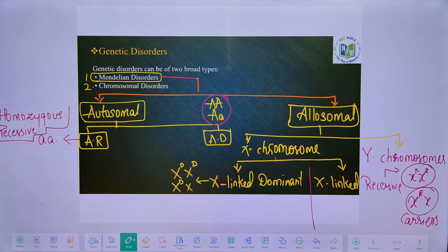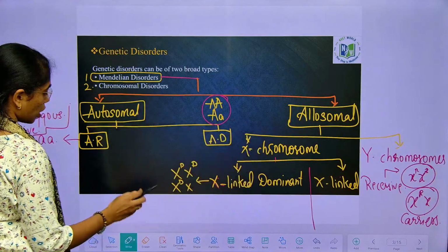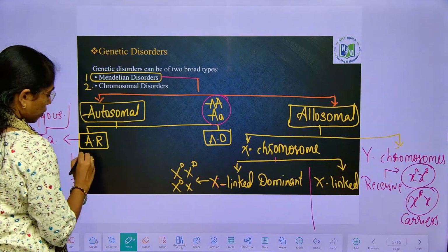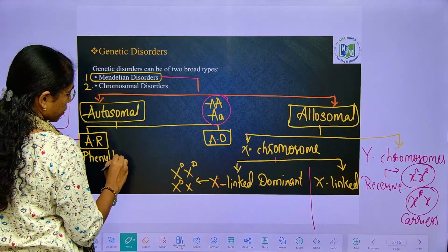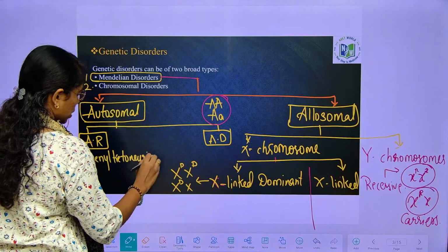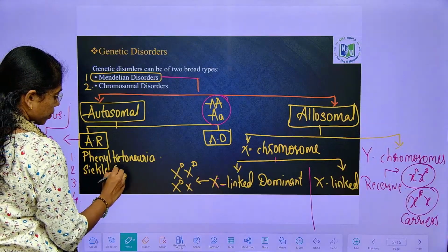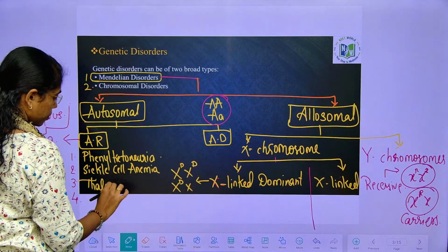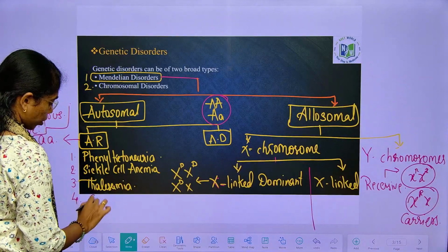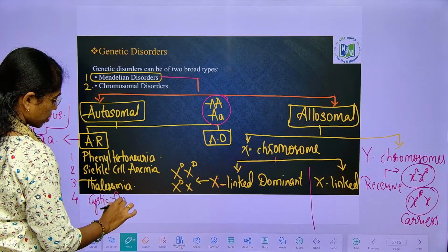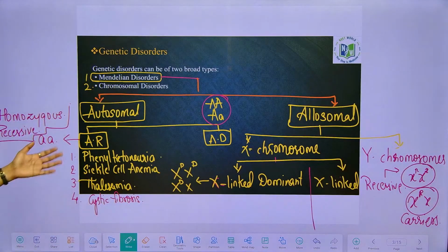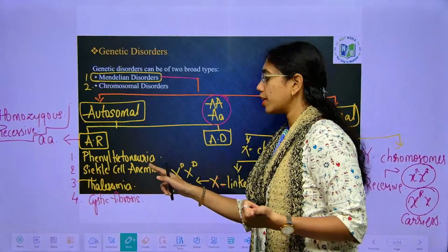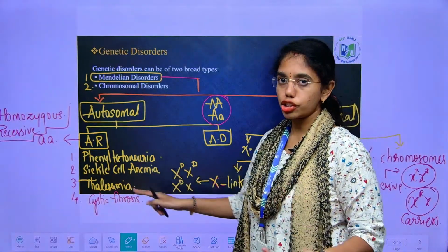What autosomal recessive disorders do we need to learn? In our chapter, four disorders are included: phenylketonuria, sickle cell anemia, thalassemia, and cystic fibrosis. Got it? So you have four autosomal recessive disorders to learn in your NCERT Class 12: phenylketonuria, sickle cell anemia, thalassemia and cystic fibrosis.